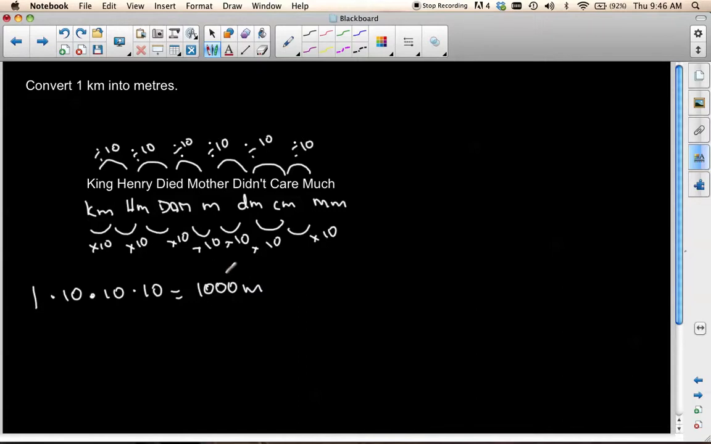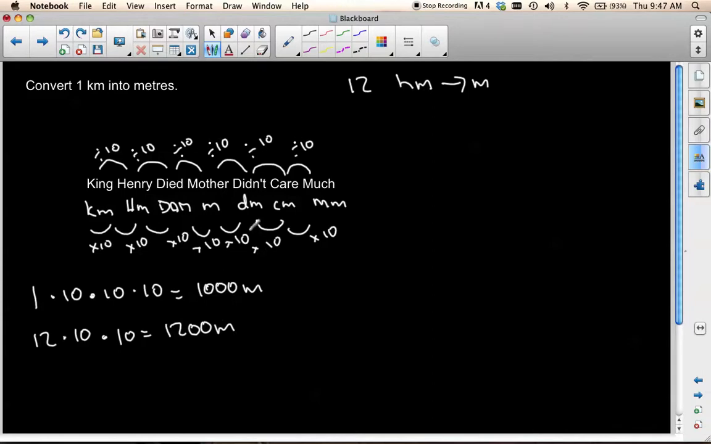Now, what if we were going to take something different? Let's say we had 12 hectometers, and we wanted to convert that into meters. Well, we would take our hectometers, and if we're going from hectometers to meters, we're going to multiply by 10. So that's 1, 2. So we would have 12 times 10, which is 120, and times 10 again, which will give us 1,200 meters. That's all that is to it, guys.